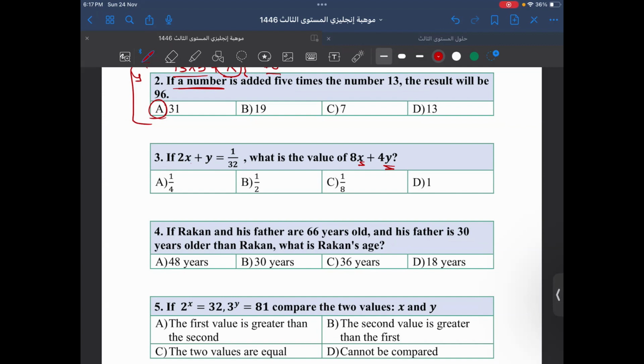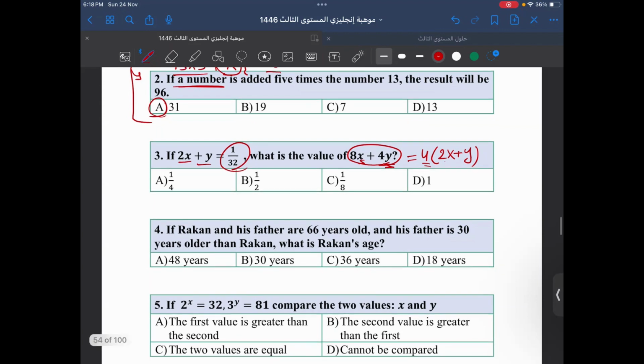So here I have 2x plus y equals 1 over 32. And here I have 8x and 4y. So I'm going to solve for the 8x and 4y together. I'm not going to find x alone and y alone and then solve the equation. How can I do that? So we see that 8x plus 4y is essentially 4 times 2x plus y, right? When I multiply again, it's going to be 8x and 4y. So here it is 2x plus y all multiplied by 4. I know that 2x plus y equals 1 over 32, so I can substitute this value here by 1 over 32.